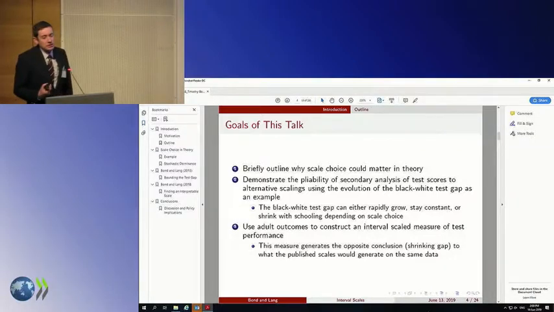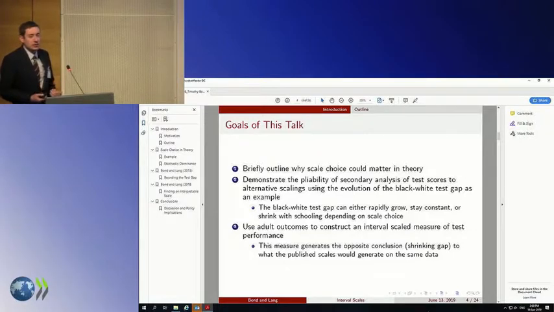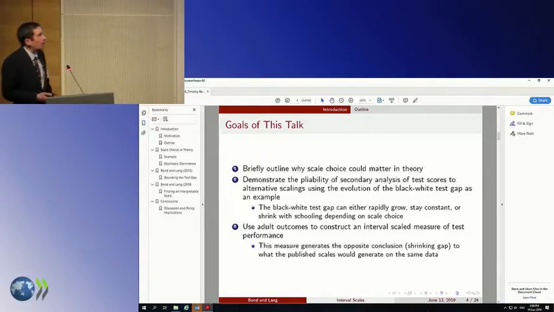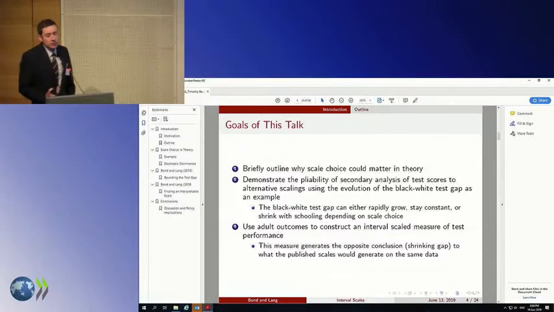So the goals of this talk are basically going to be threefold. We're going to start off by briefly outlining why scale choice could matter. We've talked about this in the earlier sessions already, so this might be a bit of a refresher. And then I'm going to use the black-white test gap as an example to demonstrate how sensitive the results we could find are to alternative cardinalizations of test scores.